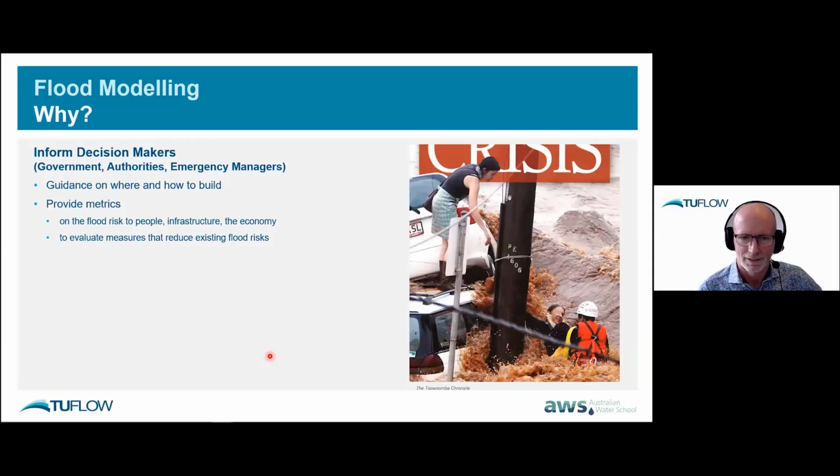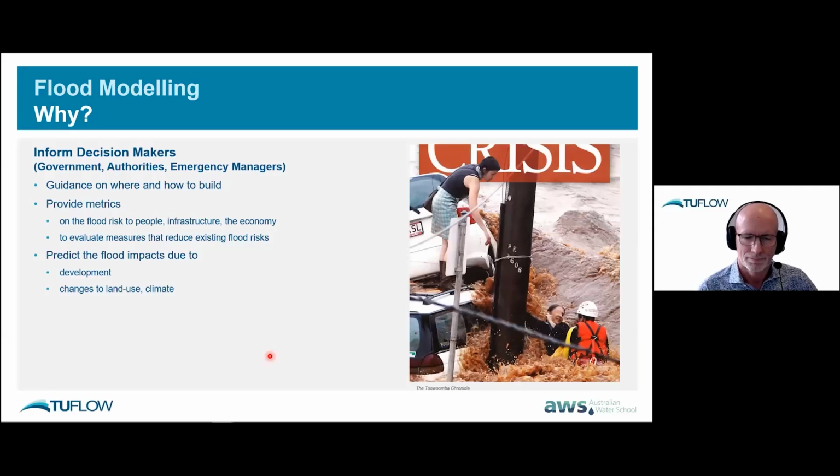We often are asked to send through metrics. What is the flood risk for people, the infrastructure, the economy? That could also be social risks as well as financial risks. And we're often asked to evaluate what measures will reduce those flood risks. Let's put a levee in here. What about improving community education? What do we need to do around that? And so our modelling feeds into all of that.